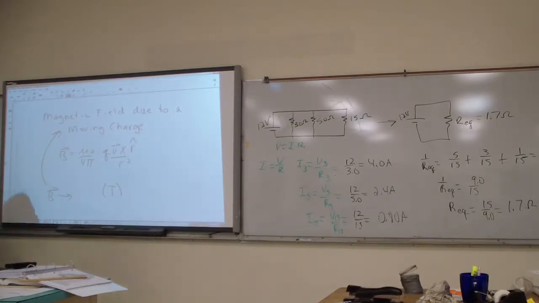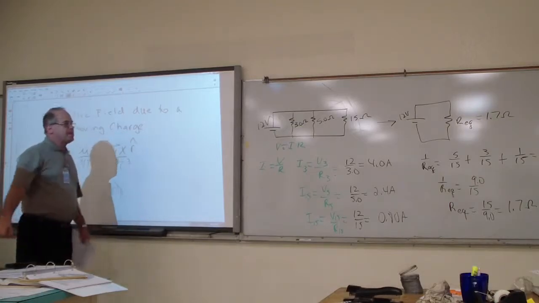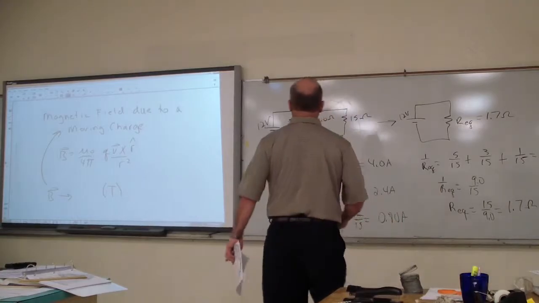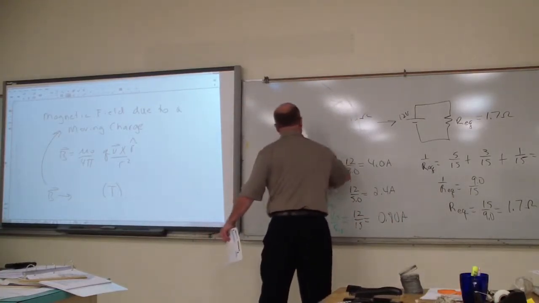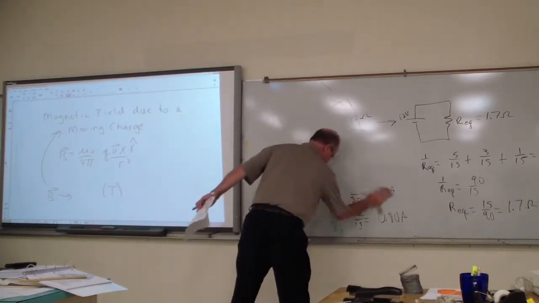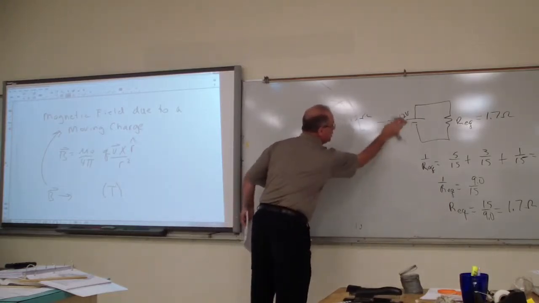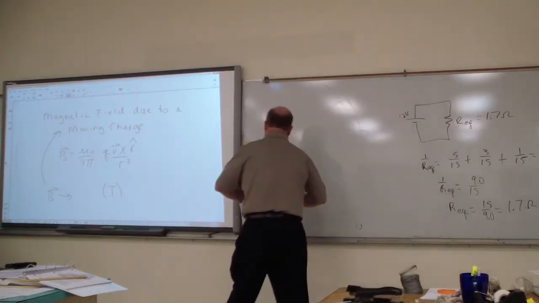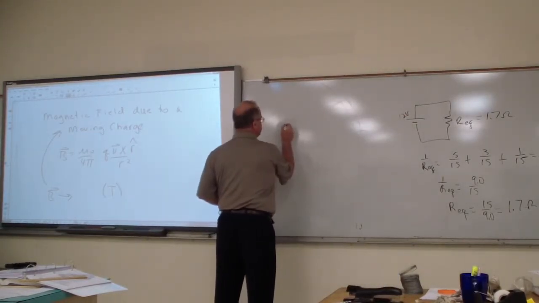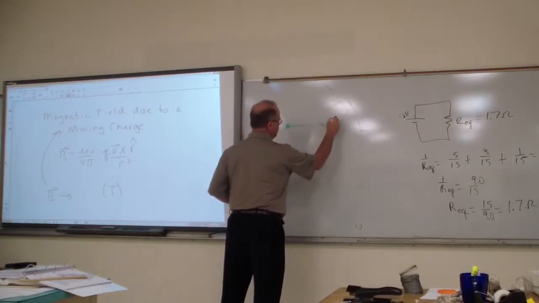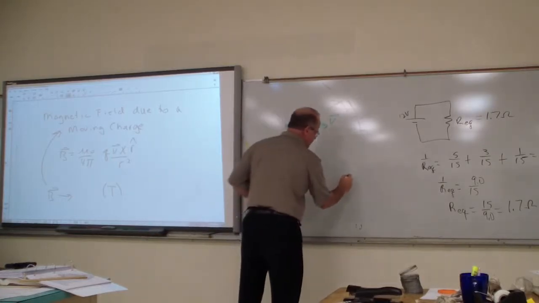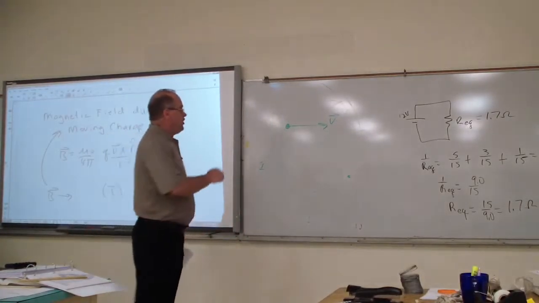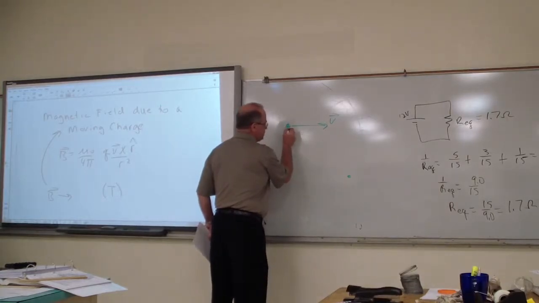All right, here we go, guys. Let me write this for you. Let me draw you a picture here. Here's your moving charge going this way, that's your view. And you want to find the B field due to that charge at this point right here, okay? And so therefore, this is r right here.